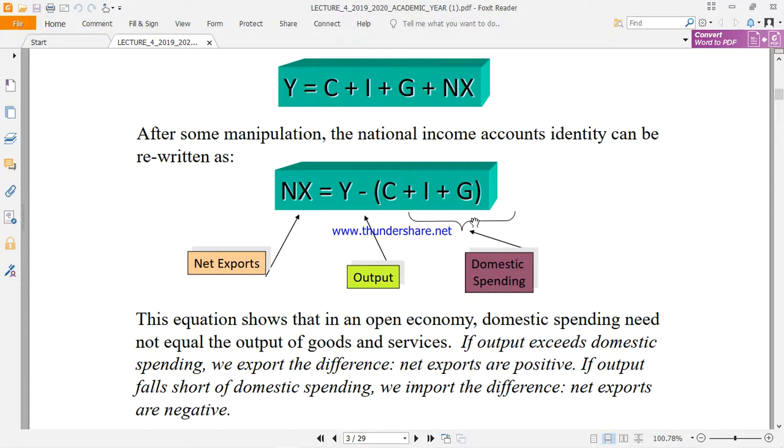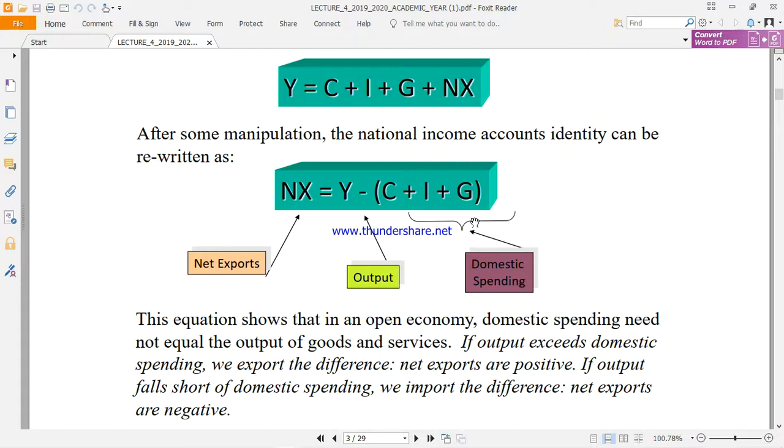And if net exports are positive, we understand that our economy is doing well, because we are getting more money from what we sell. So that's the intuition, that's the basis. If net exports are positive, then our economy is doing well, because we are exporting more than we are importing.